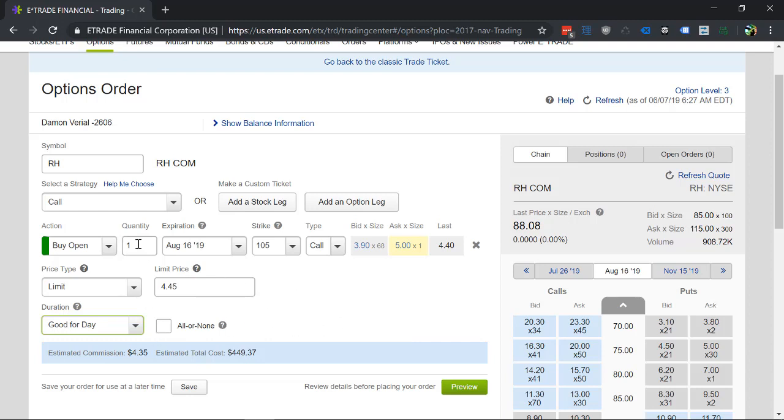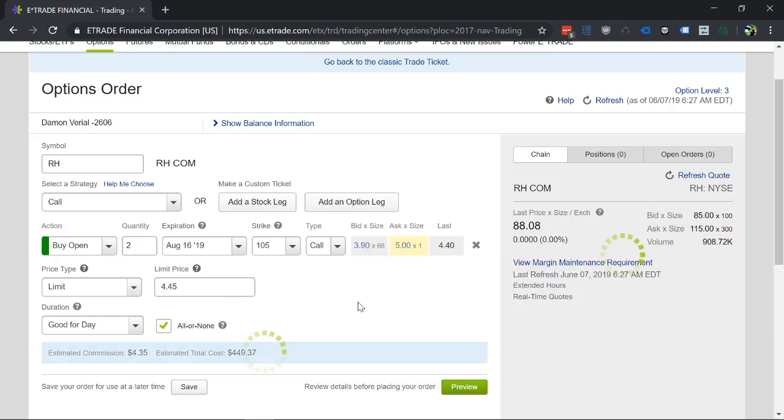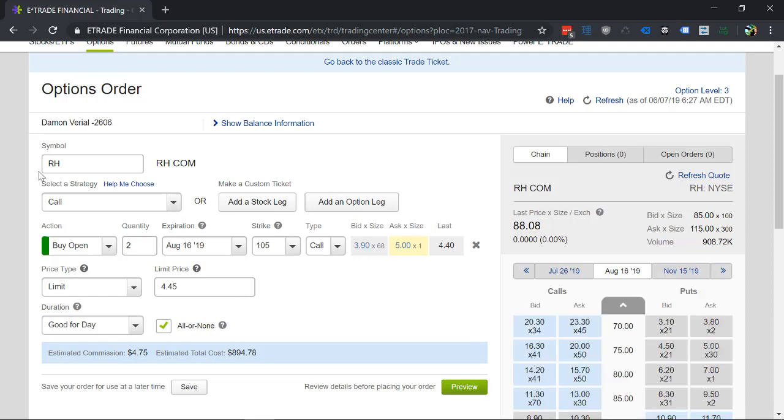Now the difference here when you use quantity of 2 is that you have this all or none choice being meaningful. When your quantity is only 1, it doesn't mean anything. So if you select that box, what happens is, let's say you have quantity of 2 and you have a wide spread like in RH. Now you set this limit price for $4.45. Someone thinks that's a good enough price and they sell it to you for $4.45, but only one person does that. So what happens to the second order, the remaining one contract that you wish to buy? It just hangs out there, and maybe you'll get it again, maybe you won't.